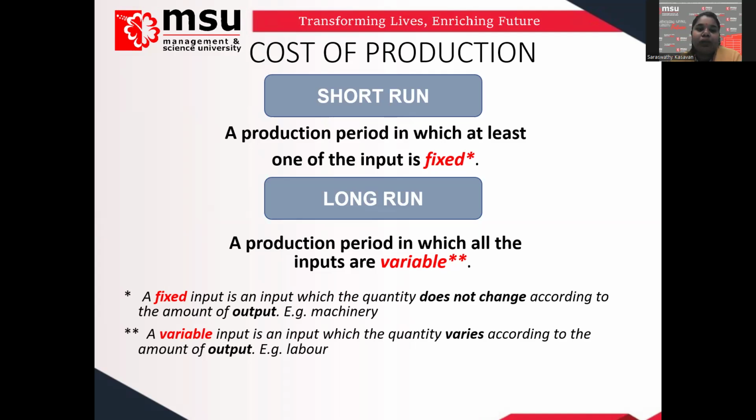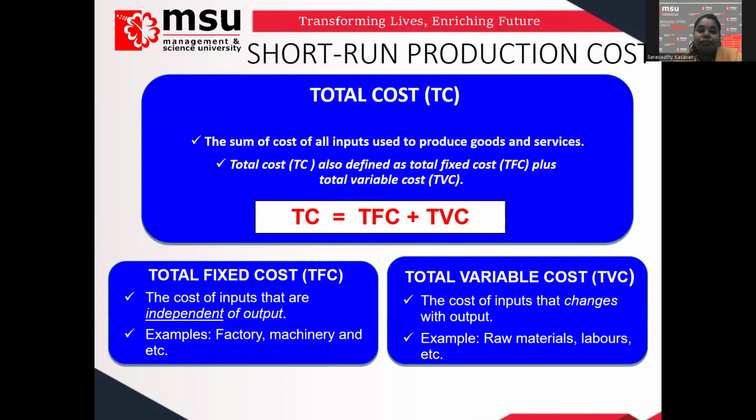A fixed input is an input whose quantity does not change according to the amount of output. A variable input is an input whose quantity varies according to the amount of output, such as labor. So in the short run production we have total cost, and we have two types of cost, which is TFC plus TVC. TFC is the total fixed cost, the cost used for the fixed input. Total variable cost is the cost of the variable input.